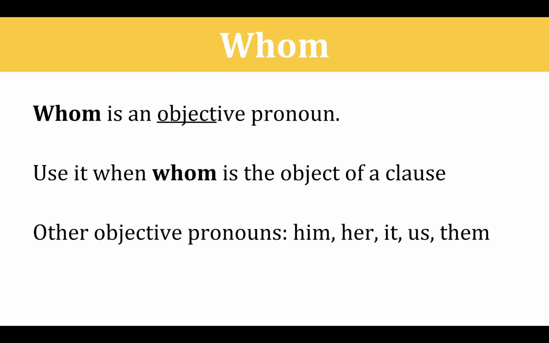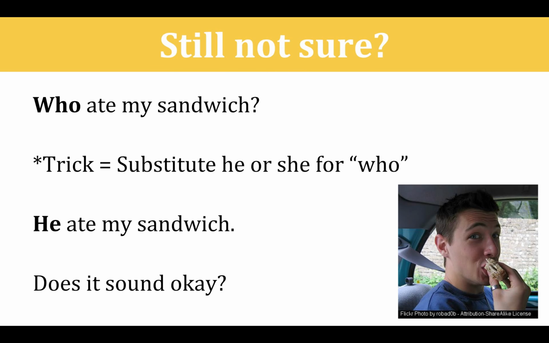So let's take a look at a couple of examples and talk about a little trick you can use to make sure you're using the right word. For example, if you ask the question, who ate my sandwich? If you want to make sure it's who and not whom, you can substitute one of the other subjective pronouns in the place of who. So you could substitute he or she and see if it works. So I'm going to substitute the word he. He ate my sandwich. Does it sound okay? I think it does. So we know that who is the correct pronoun for this particular question.